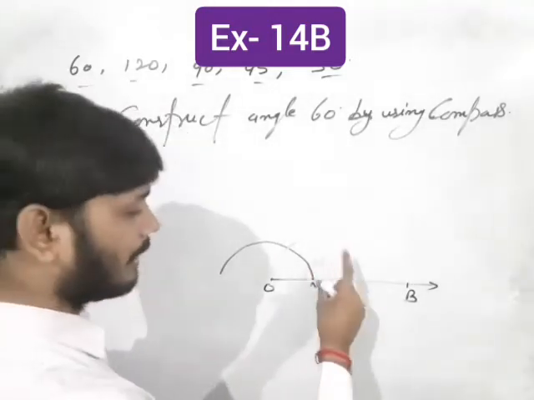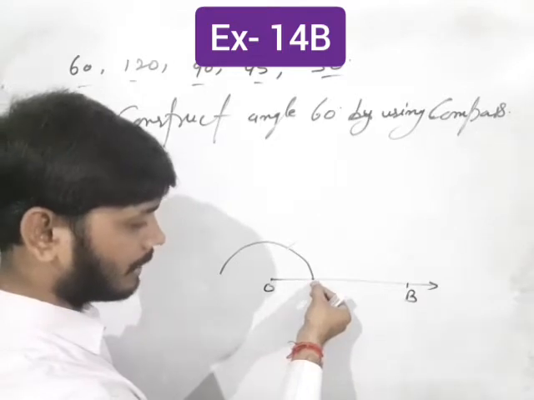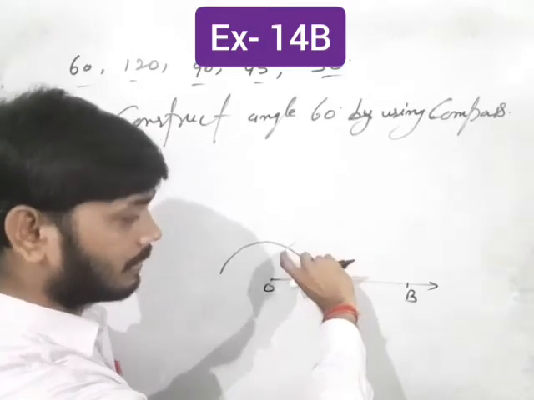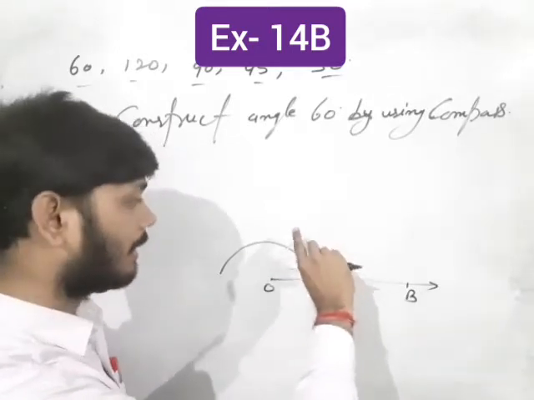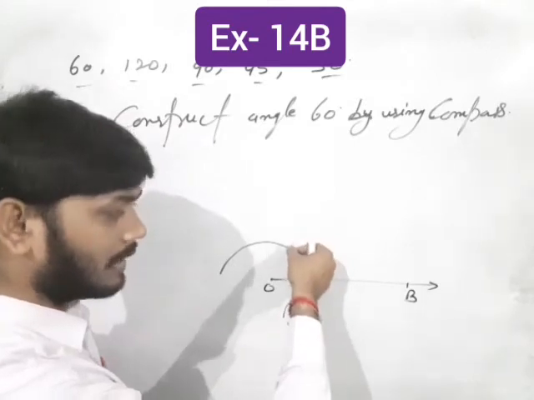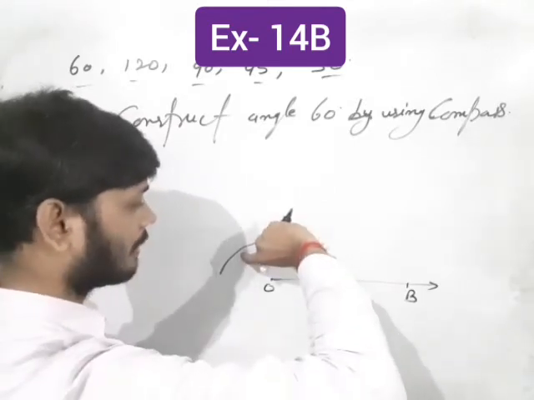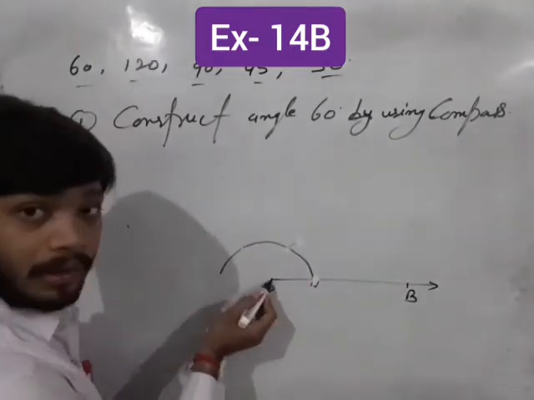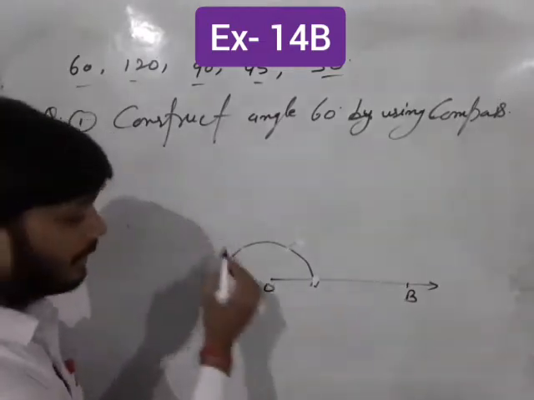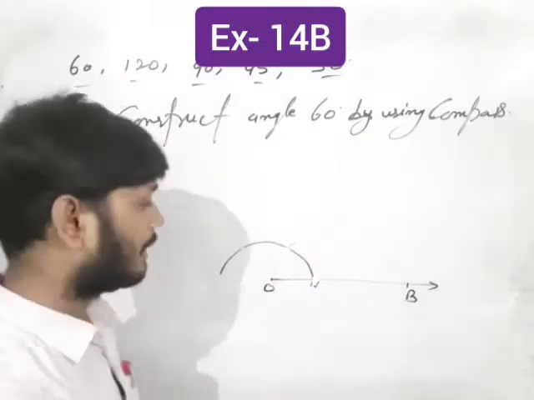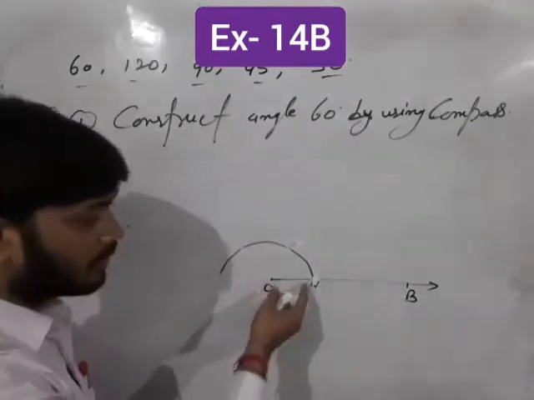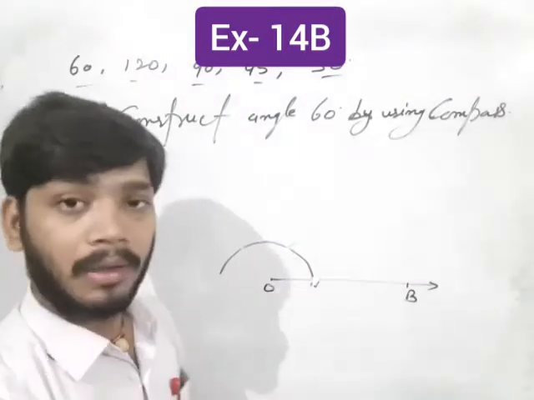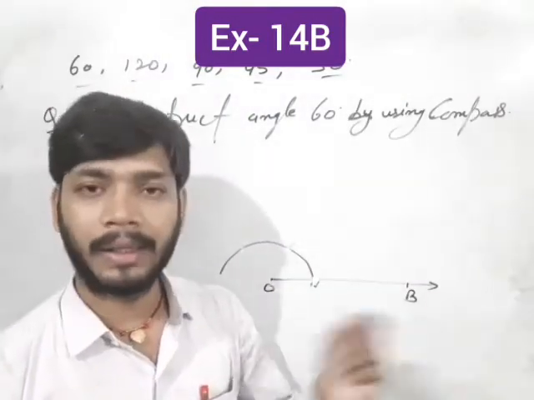So students, when you fix the compass at N and intersect this arc, it will be a 60 degree angle. Again, if you put the compass at this intersecting point and cut the arc again, and join this point, then the angle formed is 120 degree. And again when you intersect, that means in 3 times it covers from here to here. Clear? So here 60, 120 and 180 degree will be formed.